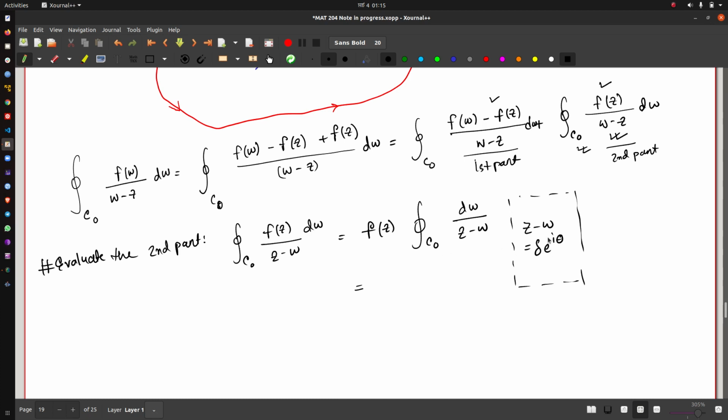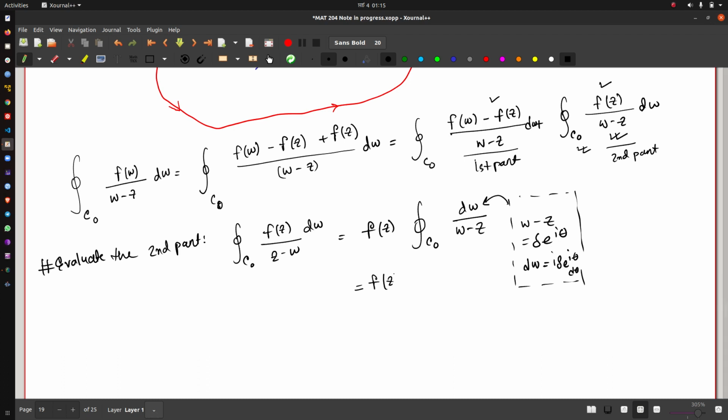So after this, z minus w is equal to this guy, right? Oops, sorry, it should be w minus z, not z minus w, my bad. So dw should be i delta e to the power i theta d theta. So put this information of this box over here.